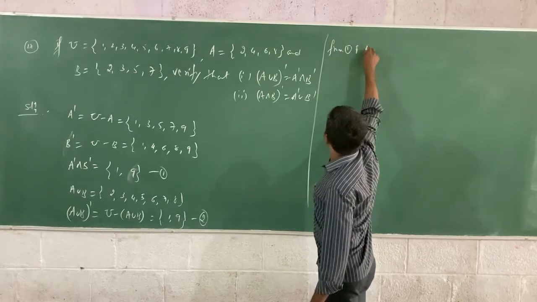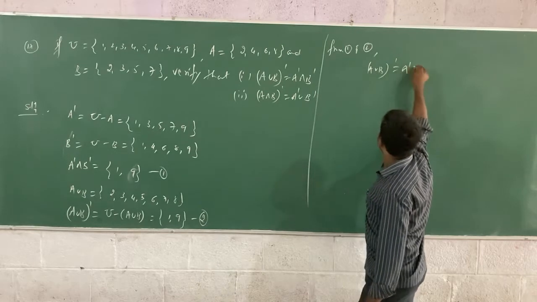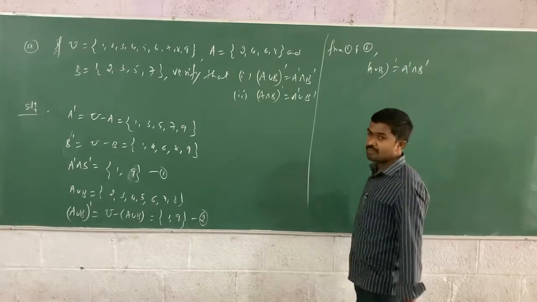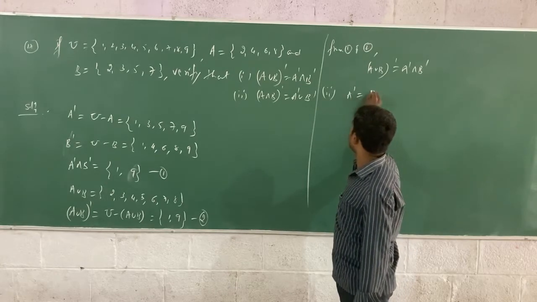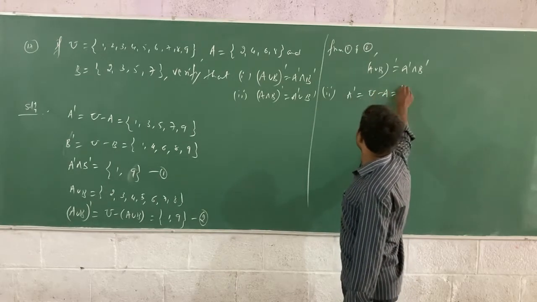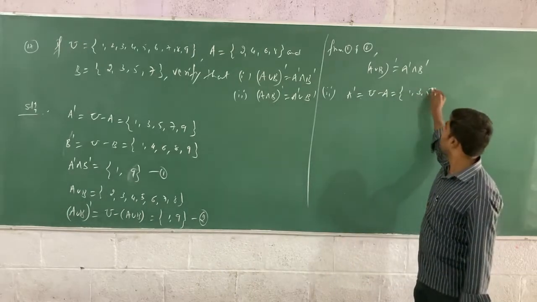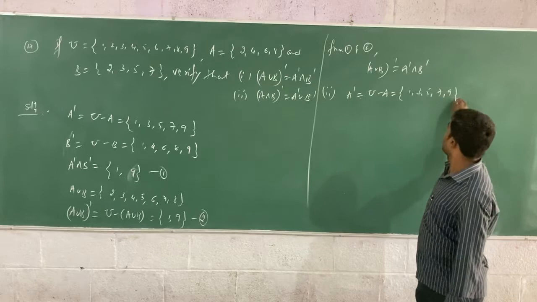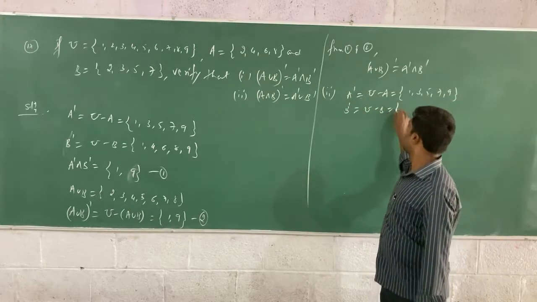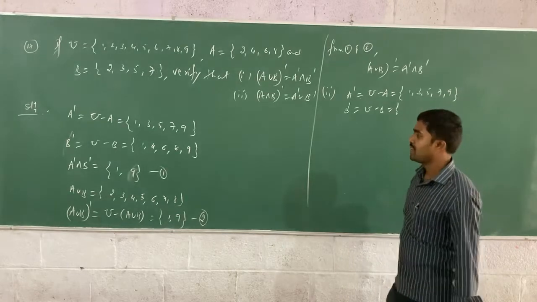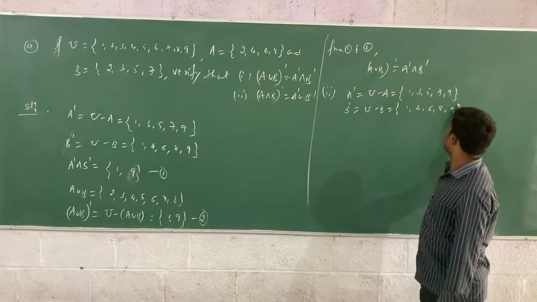from 1 and 2, complement of A union B is equal to complement of A intersection complement of B. Next, the second one. Again, A dash and B dash. So, A dash is U minus A, which is 1, 3, 5, 7, 9. Next, B dash is U minus B, again 1, 4, 6, 8, 9.